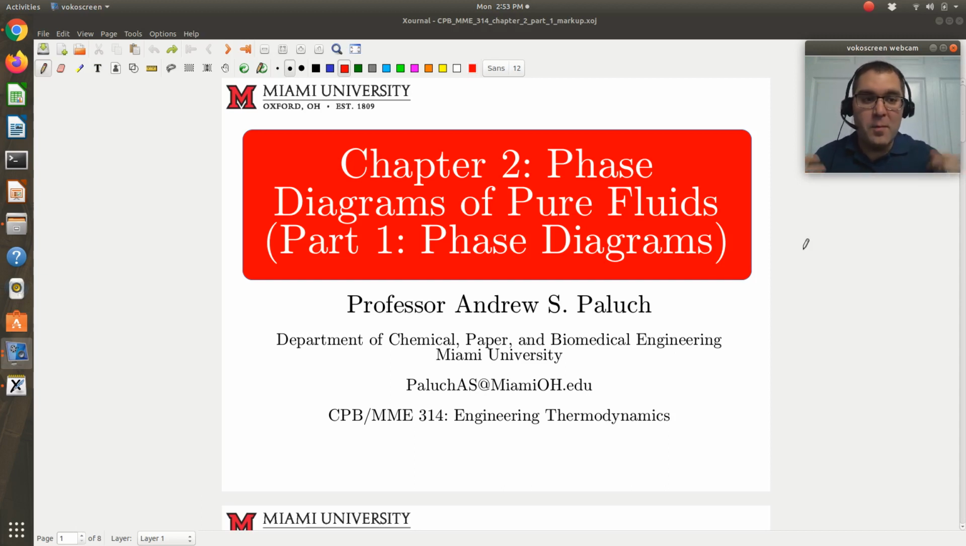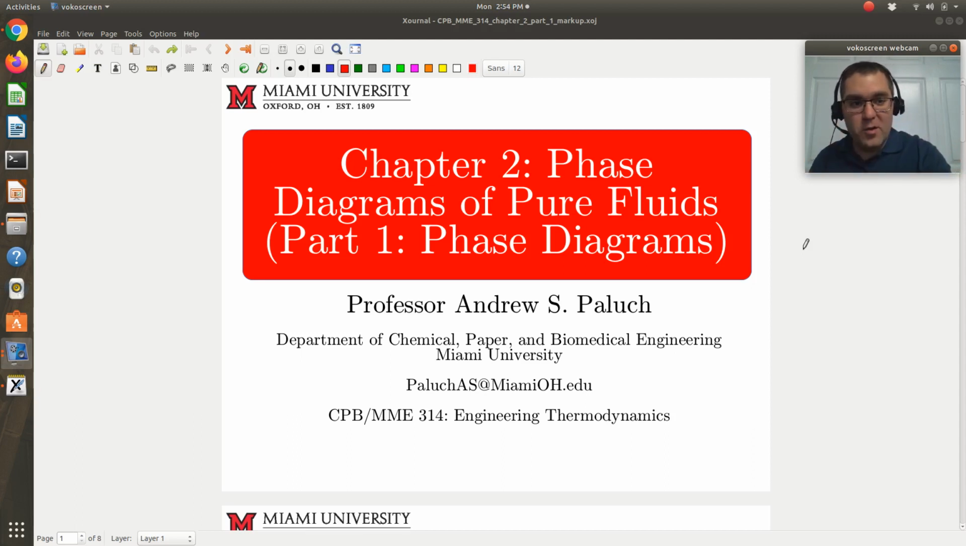We only need to specify 2 of those for a single component, single phase system, at which point everything else is fixed. So in this chapter, before we move on to solving first law engineering thermodynamics problems in Chapter 3, we first need to become comfortable working with pressure, volume, and temperature phase diagrams. A second major part of this chapter.